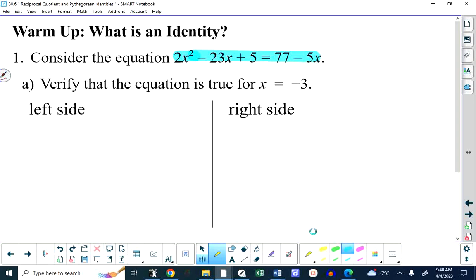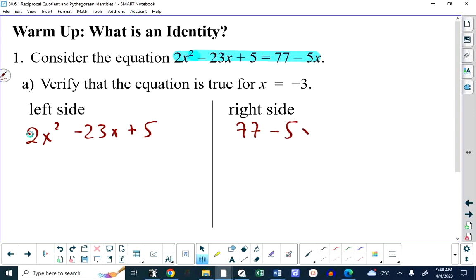So on the left side, we have 2x squared minus 23x plus 5. And on the right-hand side, we have 77 minus 5x. So we want to verify if that's true or not for -3.